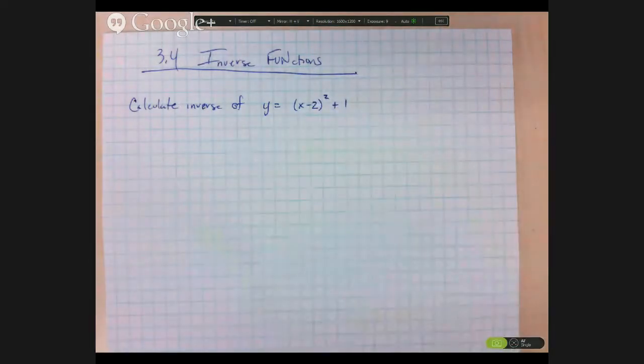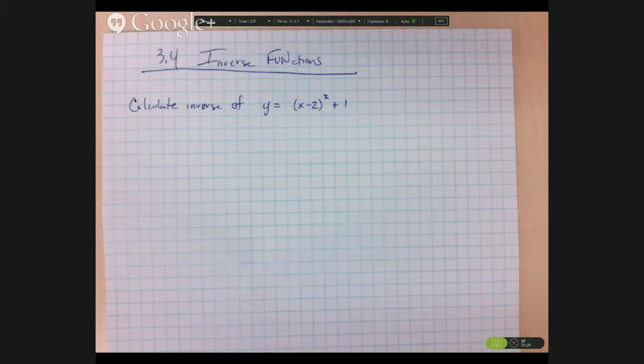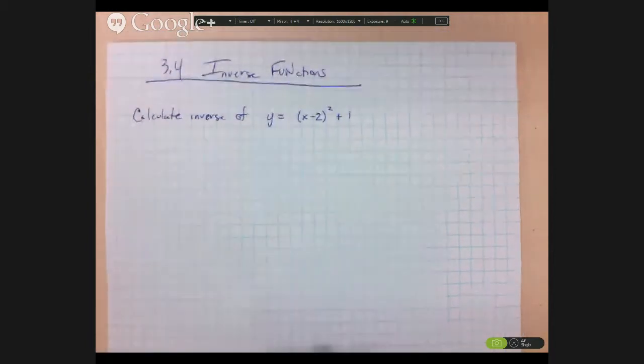I know you can solve linear equations, so I'm going to get to the harder stuff. Okay, so we're going to calculate the inverse of y equals (x minus 2) squared plus 1. Get right into the algebra. I tried that yesterday. It didn't work very well. Exactly. We're going to go with the old standard here.